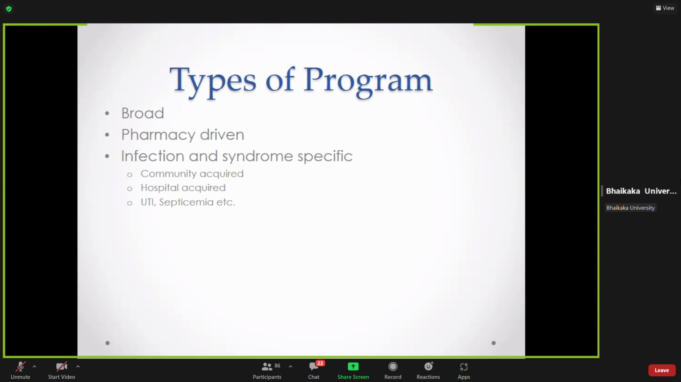We could have a broad program, we could have a pharmacy driven antibiotic stewardship, or we could have an infection and syndrome specific stewardship. A broad program will be a general program which will just restrict the use of higher antibiotics if it is possible, on a case to case basis. But that is very difficult to achieve, and the standards to meet are also very tough.